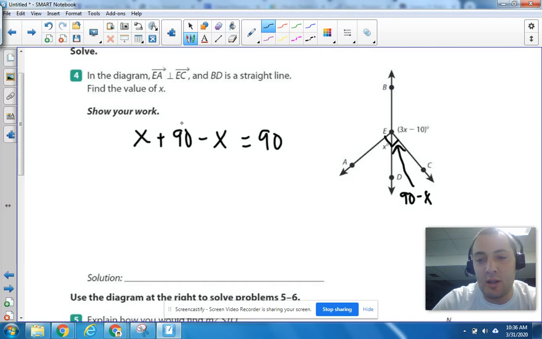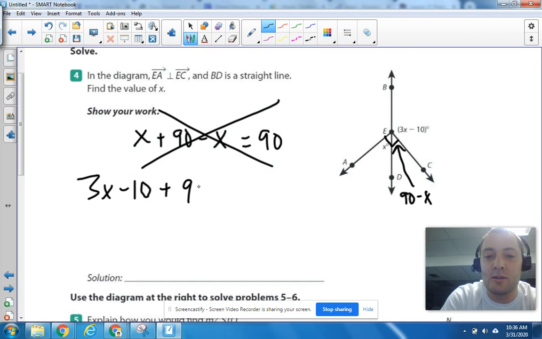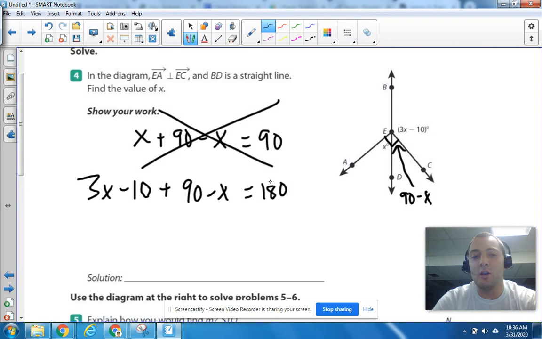But that's just going to tell me that they're the same. Well, what I could do with that is I could also say, okay, because that's not going to show anything, the 90 minus x. Let's use that with these two. If I know that the 3x minus 10 and the 90 minus x, those make a straight line, those have to add up to 180. Then I can solve it for x a different way.